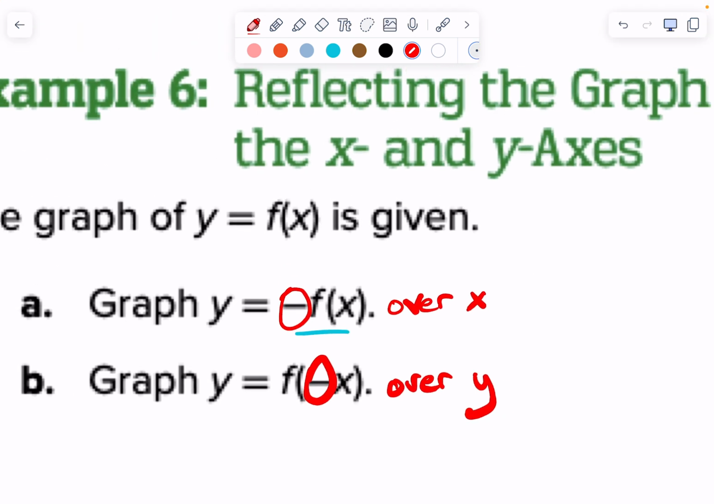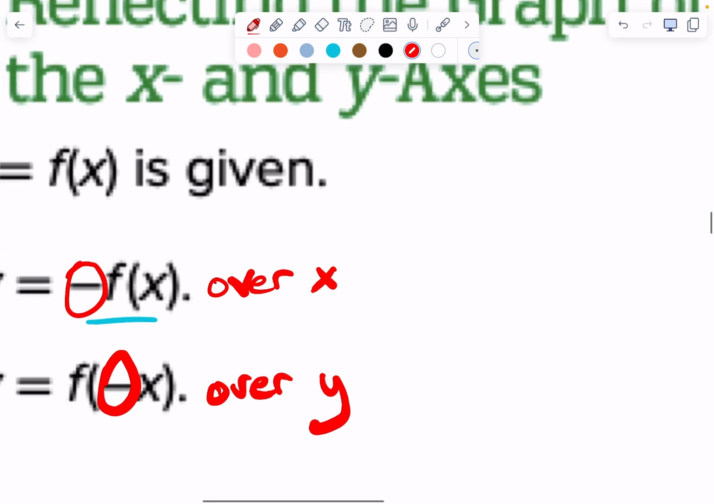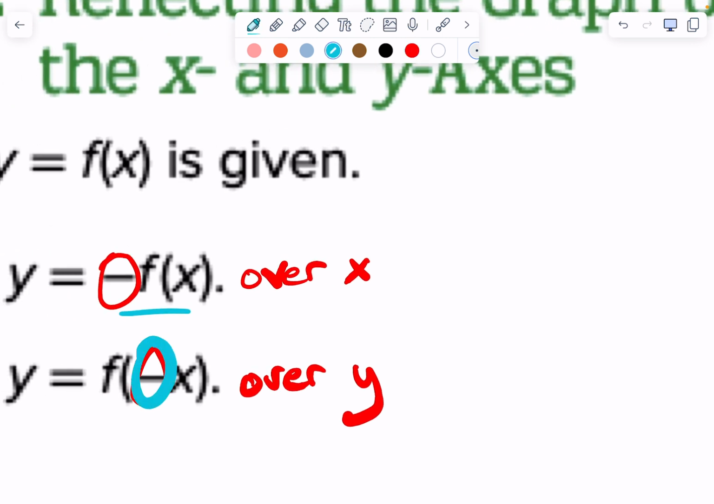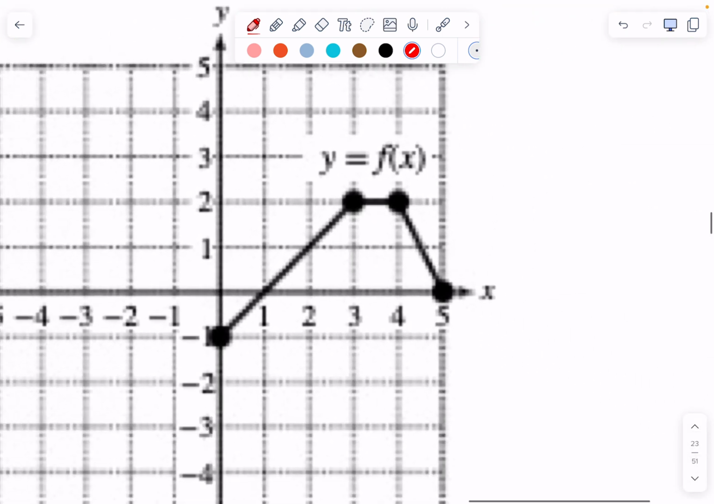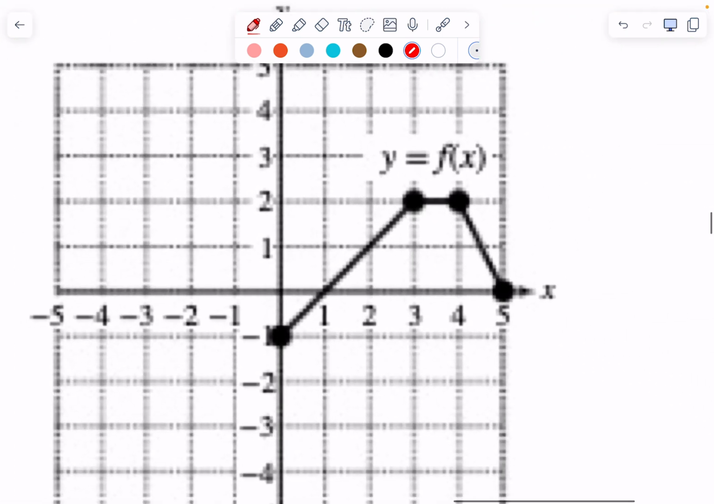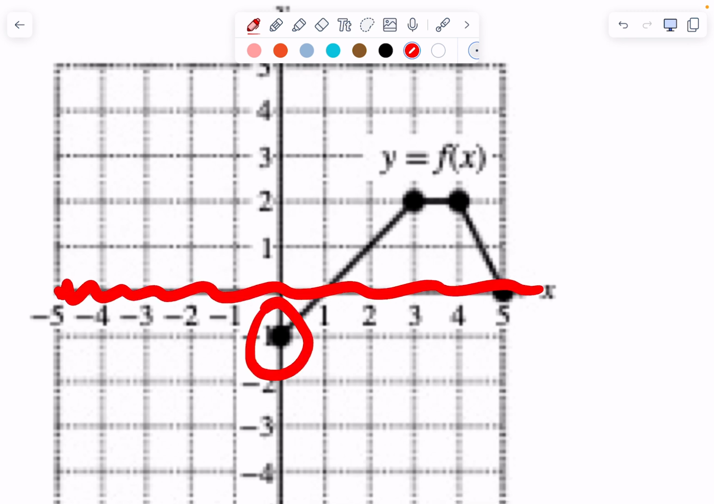Okay, so first of all, part A, I'm gonna do that in red. I'll do this one in blue over the y-axis. Okay, so over the x-axis first. I'm gonna take each one of these points and I'm gonna flip him over the x-axis. X-axis is right here. So where does this dot go? If I'm flipping him over that x-axis, he's now right here. Yeah? Where does this dot go?